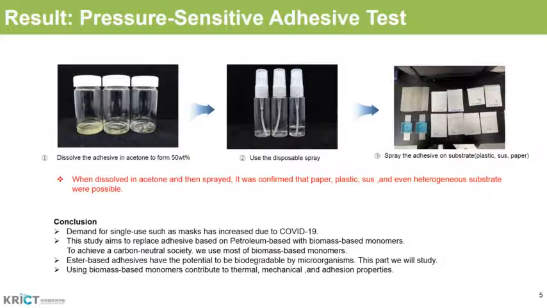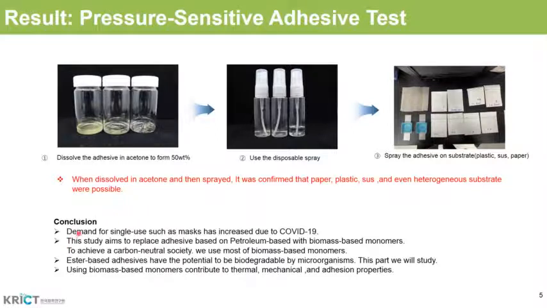Finally, the pressure-sensitive adhesive test proceeded. The first step is to make the solutions: dissolve the adhesive in acetone, and then use a disposable spray, and then spray the adhesive on the substrates, plastic, sauce, and papers. Then here is the result of the test. When dissolved in acetone and then sprayed, it was confirmed that paper, plastic, sauce, and even heterogeneous substrates were possible.